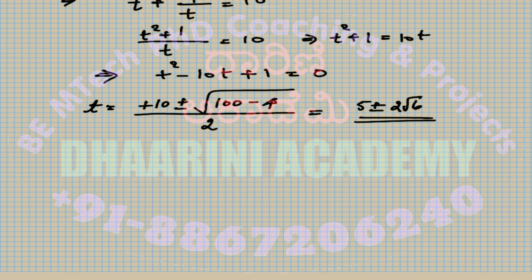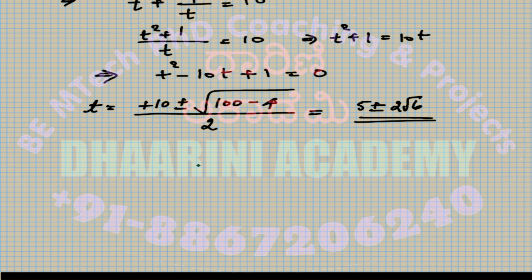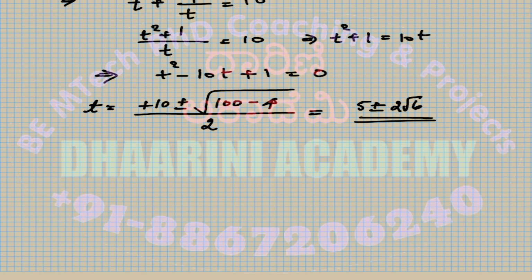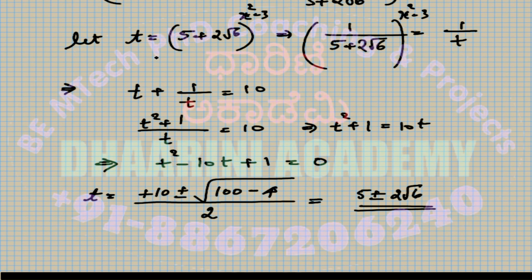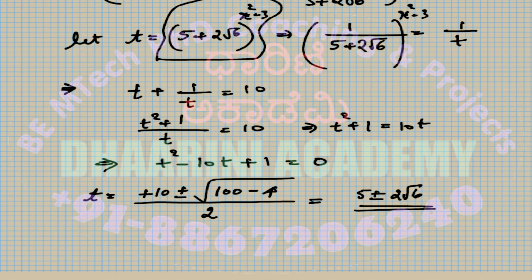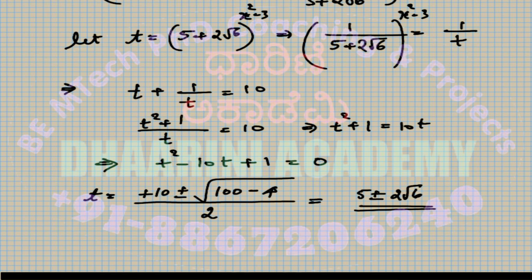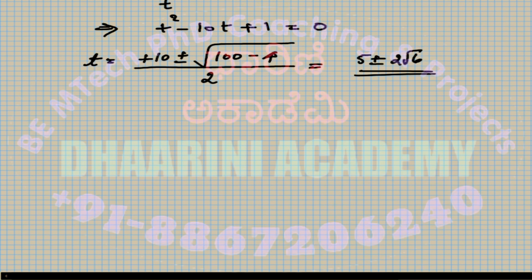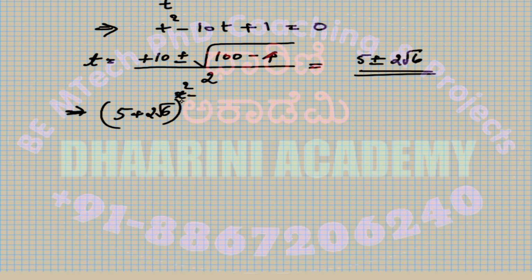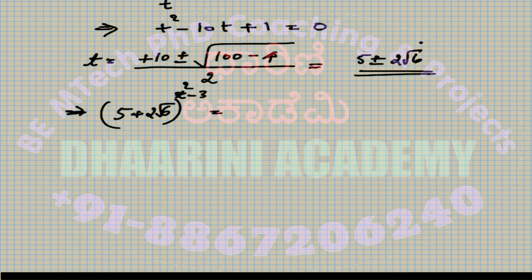Okay, all right, now this means it's very clear. So what was t? T is equal to this number, but what was t? Originally we assumed something as t, correct? So that is this, right? 5 plus 2 root 6 is what I am assuming, right? So this implies one of the roots is 5 plus 2 root 6 to the power x square minus 3. So this should be equal to one of the roots. One of the roots is the same as 5 plus 2 root 6, right? It is power 1.